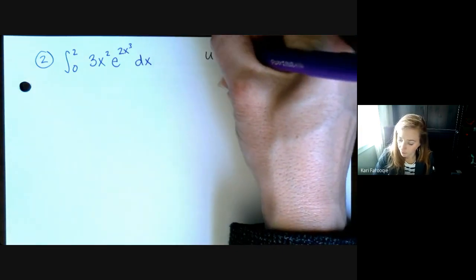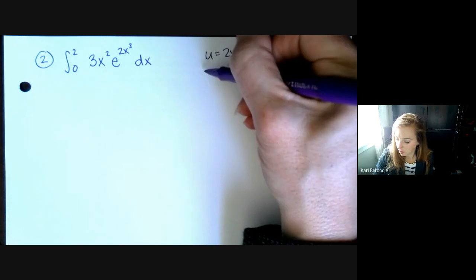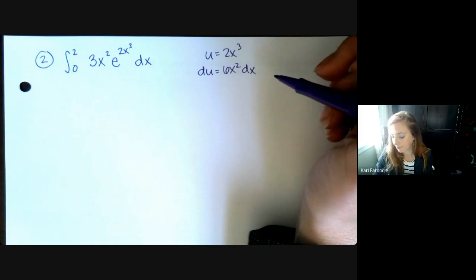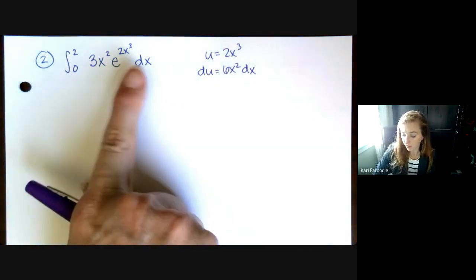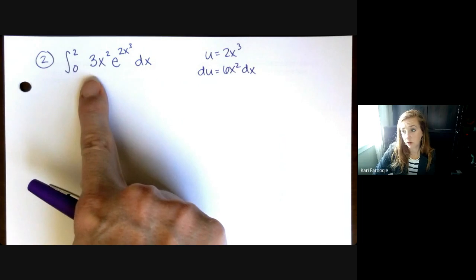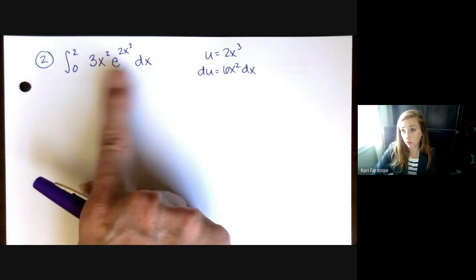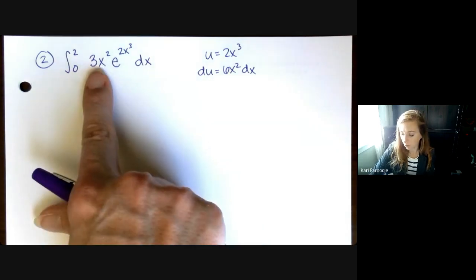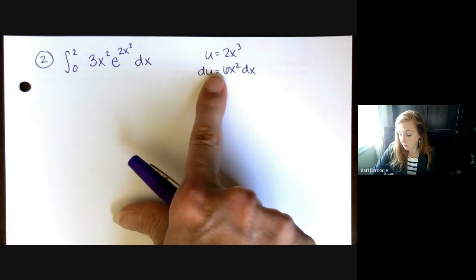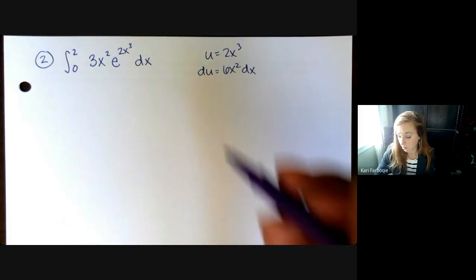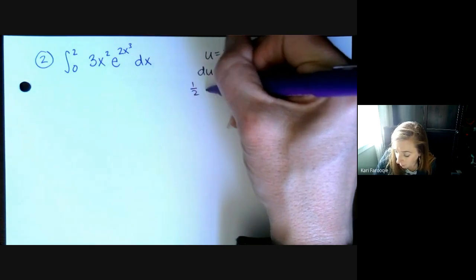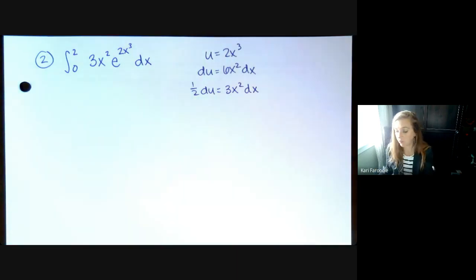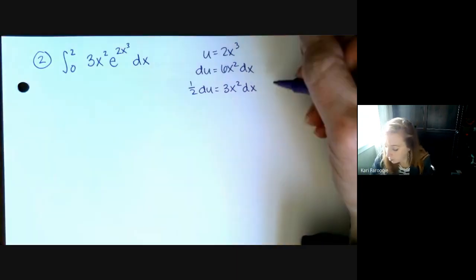U is 2x cubed. Du is 6x squared dx. I don't have 6x squared dx. I can create a 3x squared dx if I want to do that. Or you can pull the 3 out and just create an x squared dx. I think this time let's go ahead and create a 3x squared. If I want to turn this into 3x squared, I can divide both sides by 2. I can multiply both sides by a half. So I can do 1/2 du is 3x squared dx. That's just because I multiply both sides by 1/2.